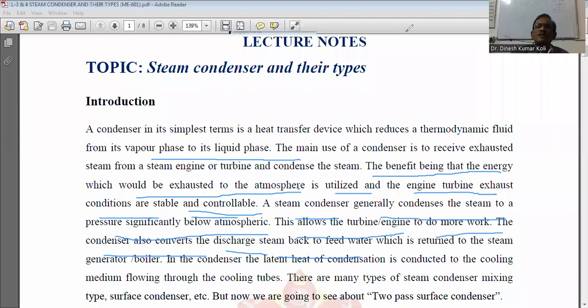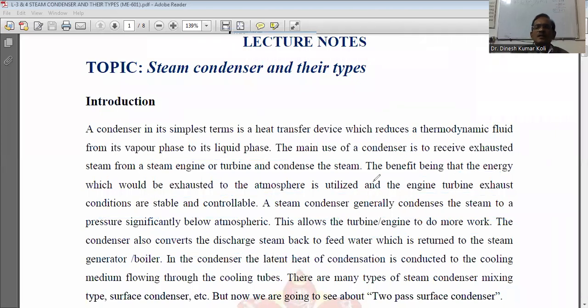Here we can say that if the steam which is going to be exhausted has some amount of heat, and that heat is taken, then we are saving that amount of energy, and we reconvert the steam into water, and the water, with the help of the hot well, will again pass to the boiler. So the steam condenser generally condenses the steam to a pressure significantly below atmospheric pressure.